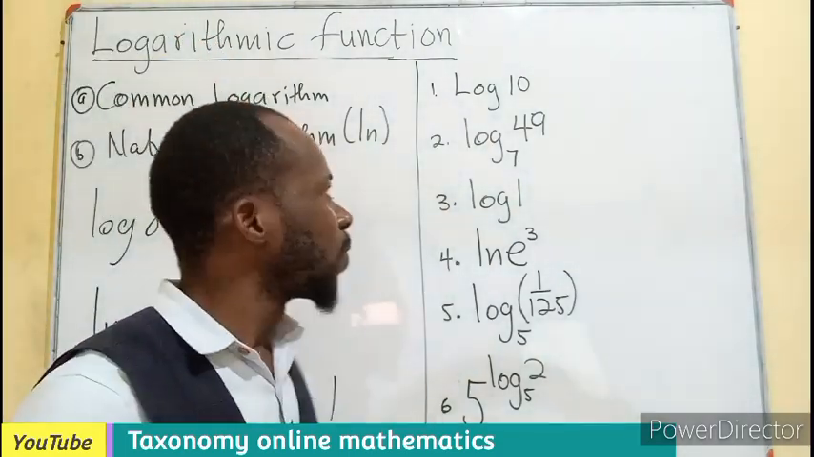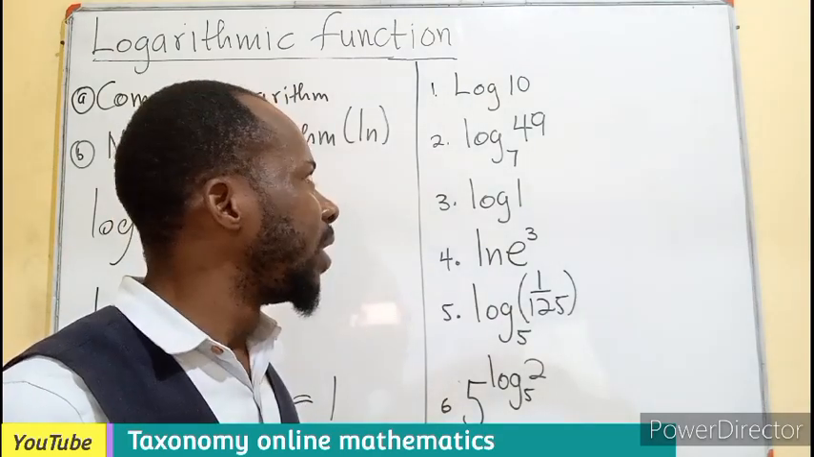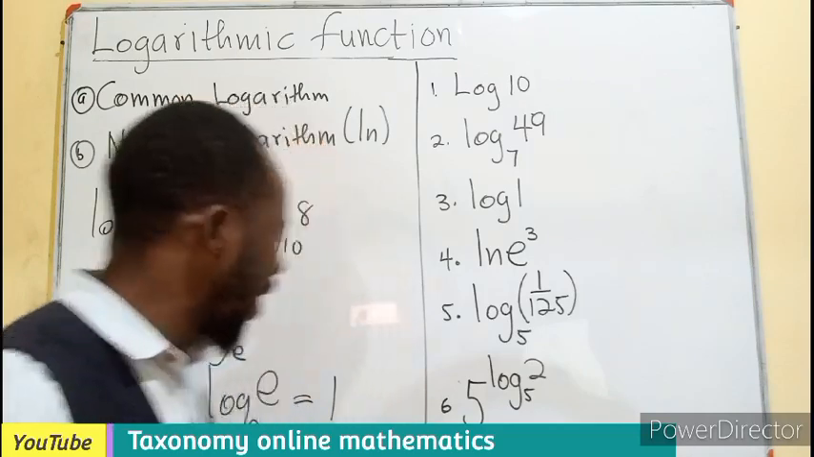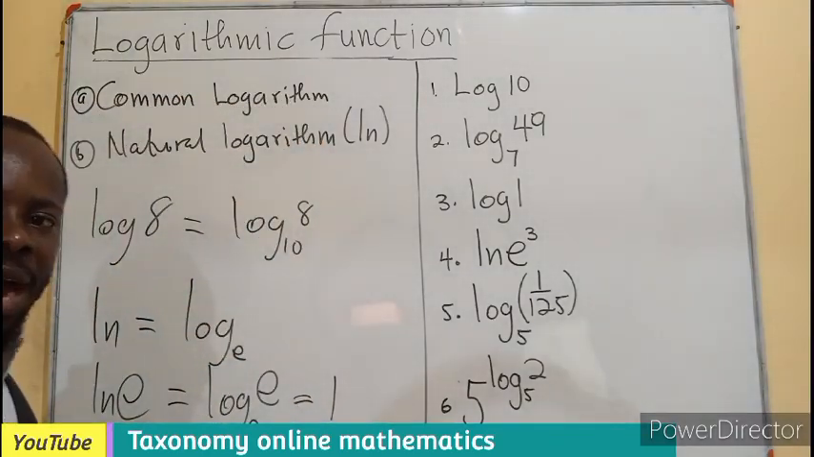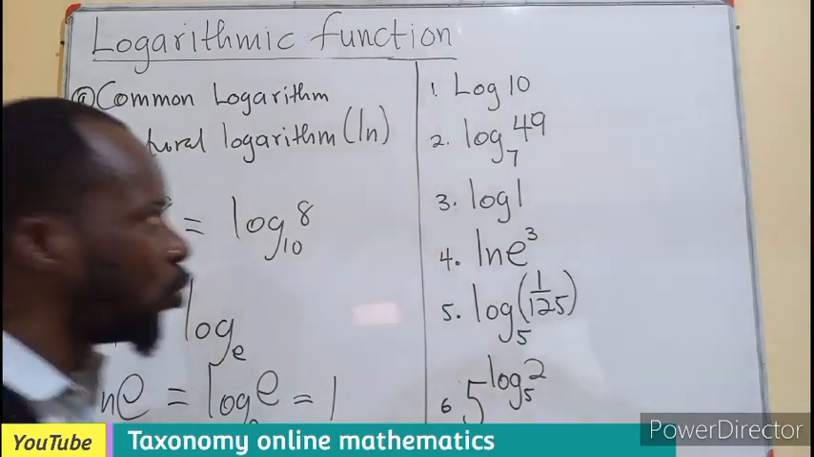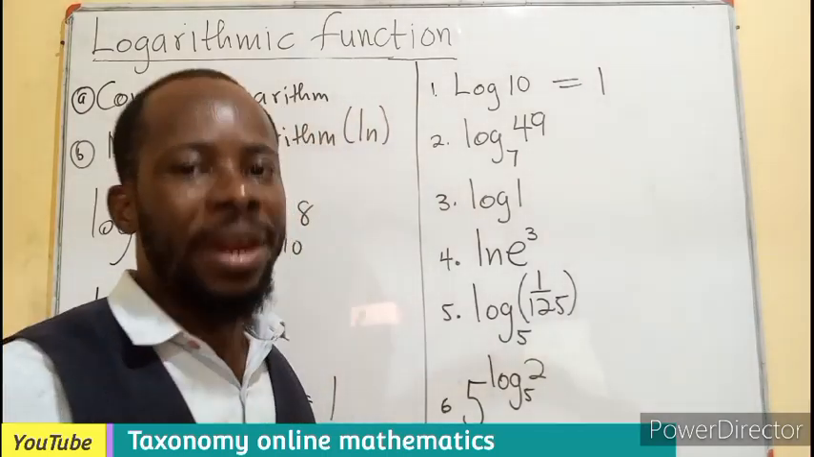Log 10, the base is silent. So what do you think is going to be? It means log 10 base 10. Then the idea we have here, a logarithm of the argument and the base being the same equals 1. Simply put, this is going to be what? 1. So log 10 is 1.